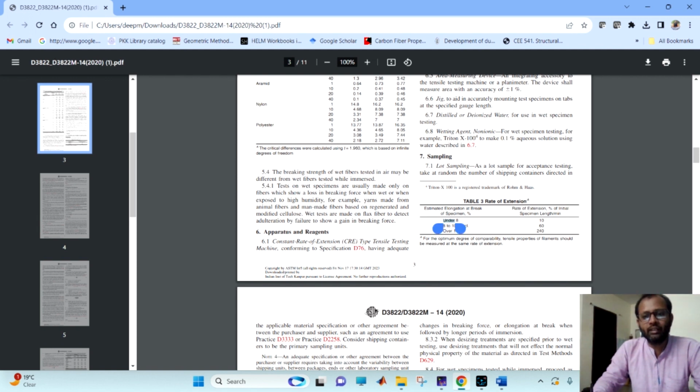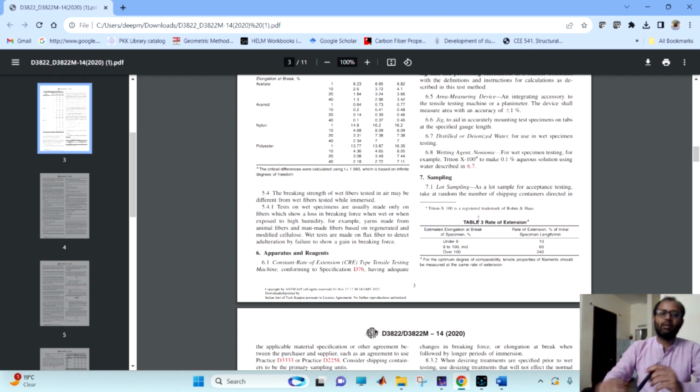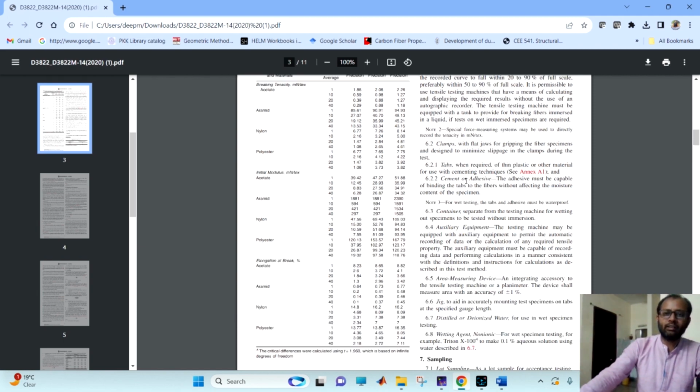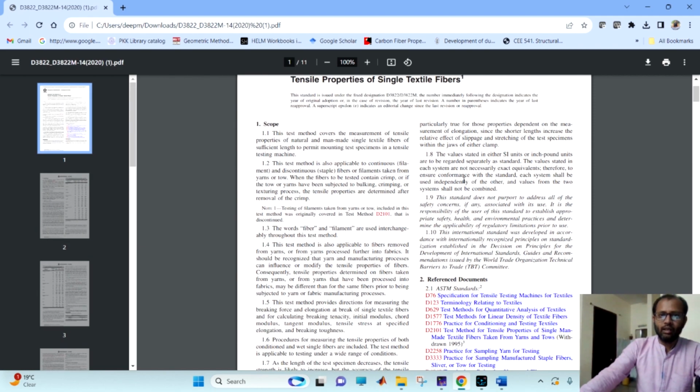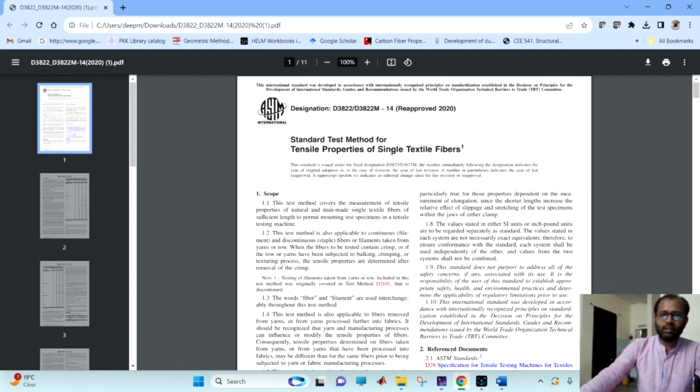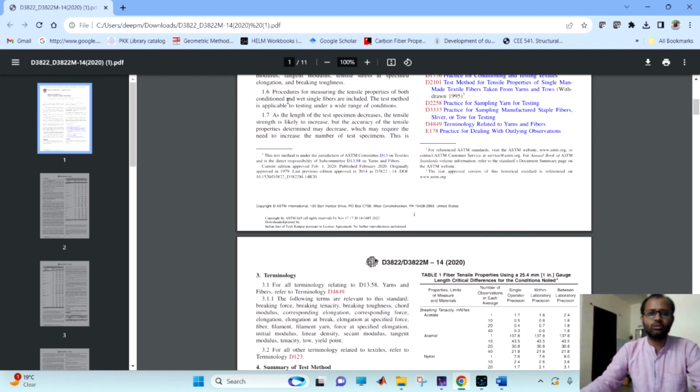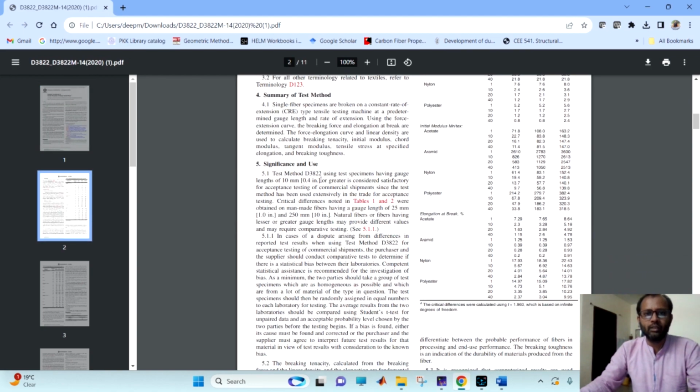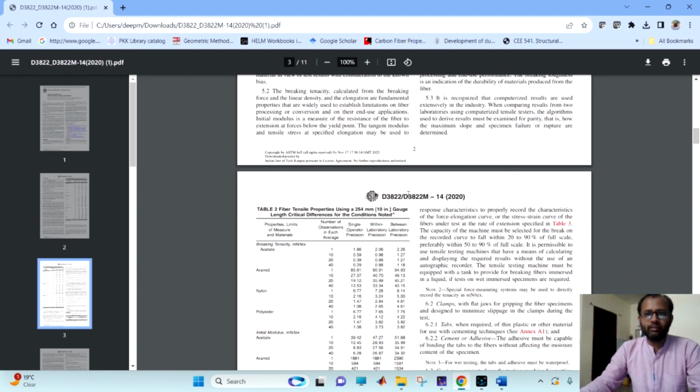If it is under 8 percent of the specimen, then you have to use the first case. If it is 8 to 100, then you have to use the second case for the rate of extension. Just like that you have to use it. But in this ASTM you will find many other things that you have to read: tensile properties of single textile fibers. We are using it for natural fibers also. Summary of test method.